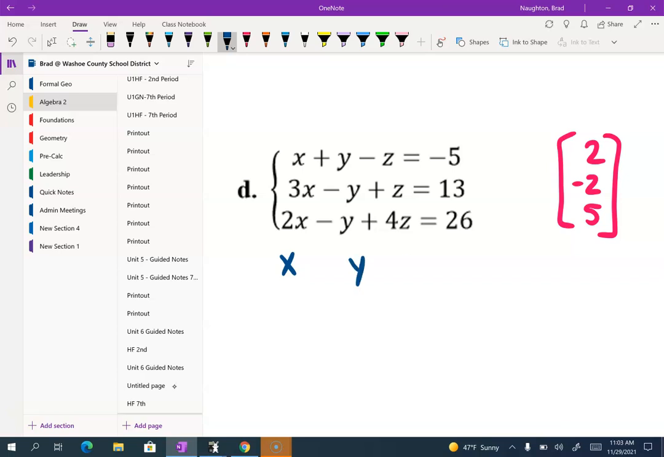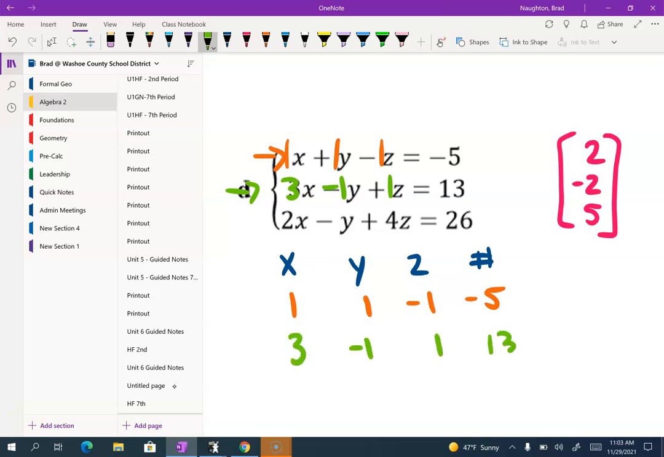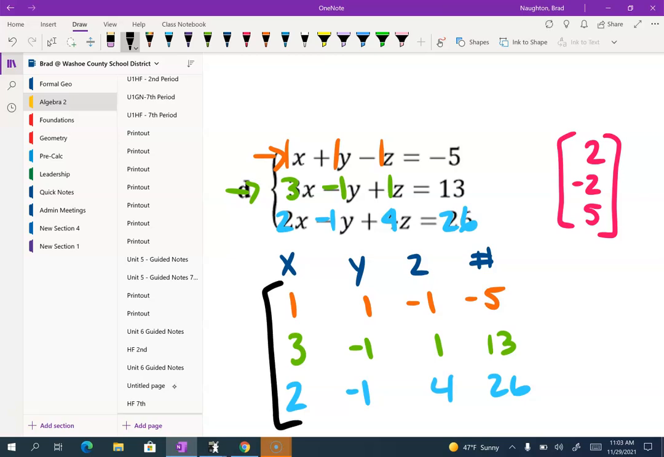So X, Y, Z number. My first one here, I got a 1, 1, and negative 1. So 1, 1, negative 1, negative 5. This next one here, I got a 3, negative 1, 1, 13. And then 2, negative 1, 4, 26. All right, it's RREF time, and just as I said, you get that as your answer.